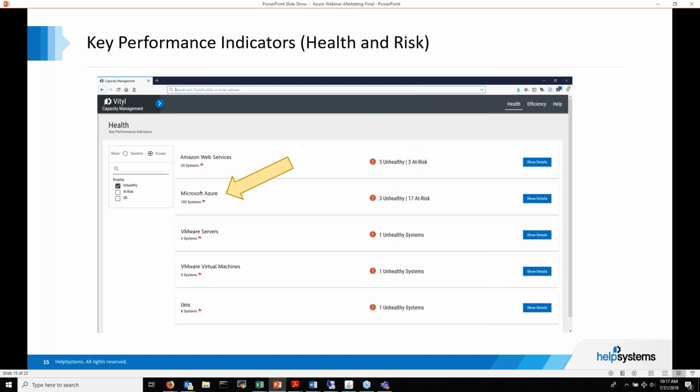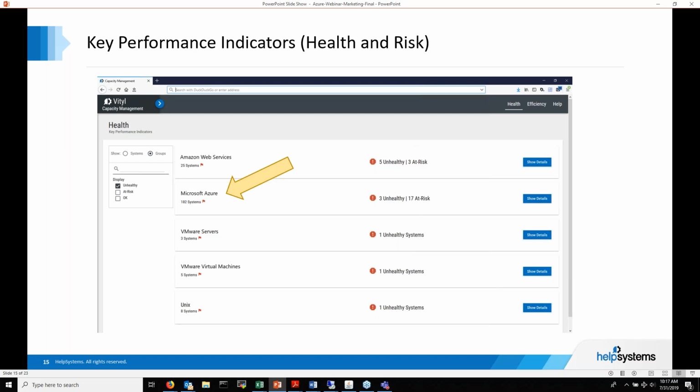As you can see, we've got Amazon Web Services listed here. We've got our VMware infrastructure, our Unix infrastructure as well. So again, going back to that single pane of glass, if you will, and common approach, here you can see we can, again, across all of the hybrid cloud, position Azure in there right alongside of the other infrastructure platforms that you may be using.